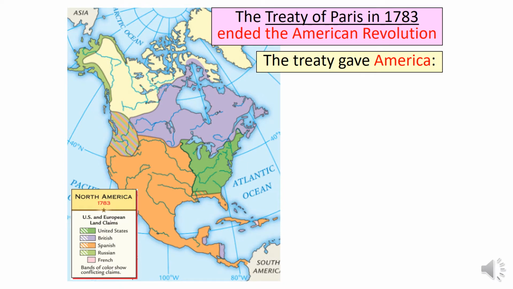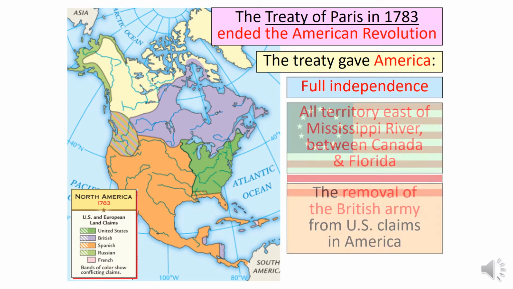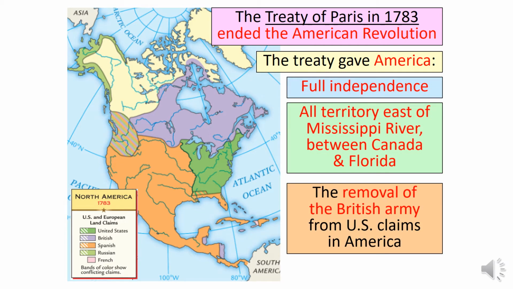The Treaty of Paris in 1783 officially ended the American Revolution, and the treaty gave America full independence, all territory east of the Mississippi River between Canada and Florida. So you can see here, if you don't know what the Mississippi River is, it basically runs right through here. And you can see over here is what they were given. And the removal of the British Army. So the army had to move out. So now it was just the colonists all by themselves to run the country. And so the question will be, what kind of country will they have?